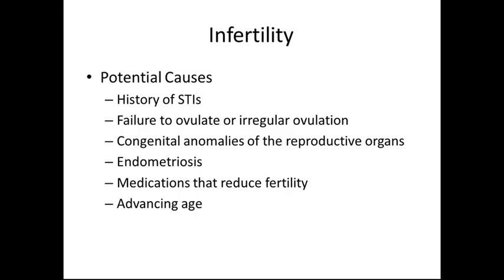Infertility. The potential causes of infertility are a history of sexually transmitted diseases or infections, failure to ovulate or irregular ovulation, congenital anomalies of the reproductive organs, endometriosis, medications that can reduce fertility, and advancing age.